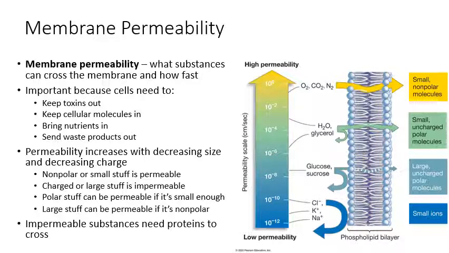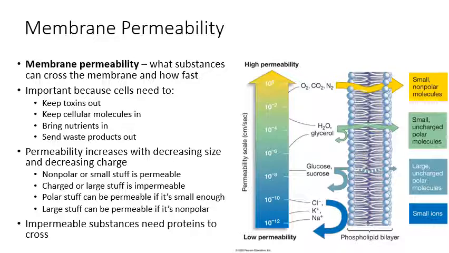So the cell needs to be able to control what things are crossing its membrane and how they're crossing it. Every substance is going to have some kind of inherent ability to cross the membrane, or an inherent disability to cross the membrane. So every substance will either be naturally easy for it to go across the membrane, or naturally difficult. And we describe that using this term, membrane permeability.